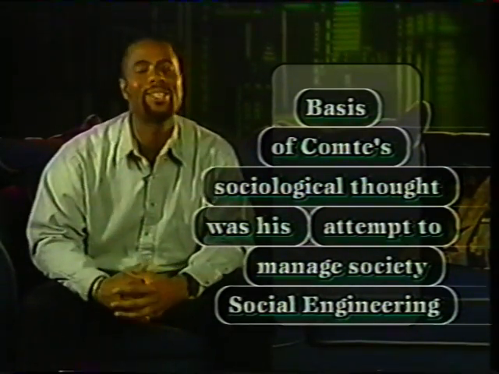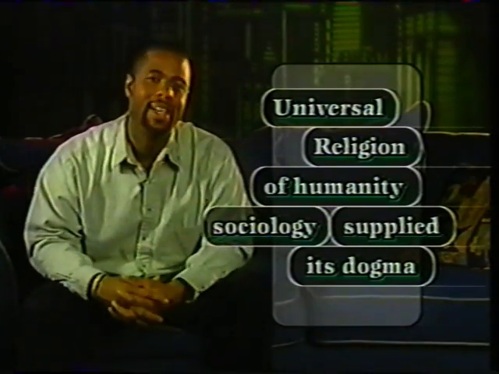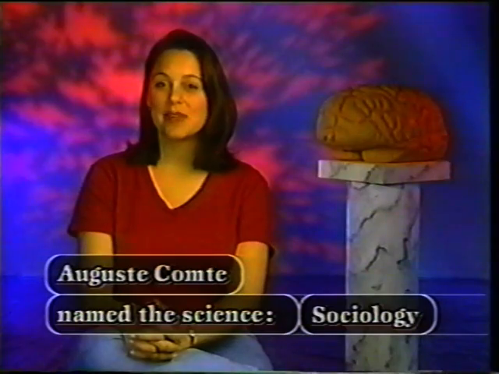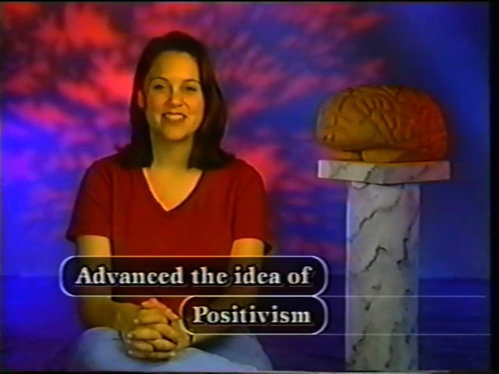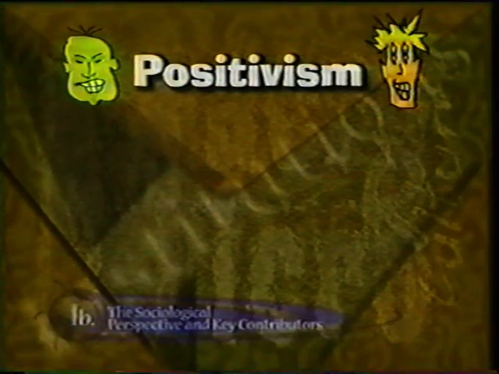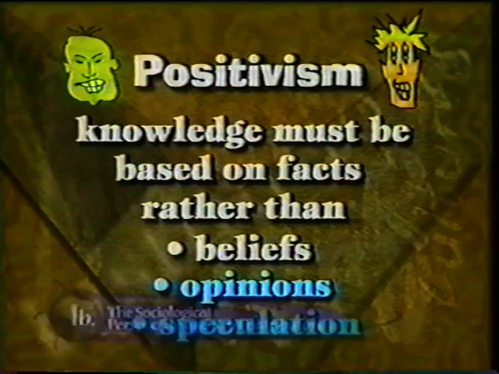Comte did a lot of things in his lifetime, including imagining a universal religion of humanity in which sociology supplied its dogma. In fact, he saw sociologists as the high priests of his imagined new social order. Besides naming the science of sociology, he also advanced the idea of positivism. Positivism is the belief that knowledge must be based on the facts rather than beliefs, opinions, or speculation.